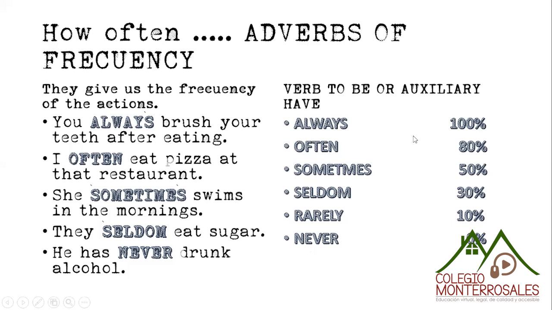Okay, and as you can see, next to the words, we have some numbers from 100% all the way down to 0%. So what do you think this means? Why do we have these numbers? So these numbers indicate the percentage of the frequency of the action.